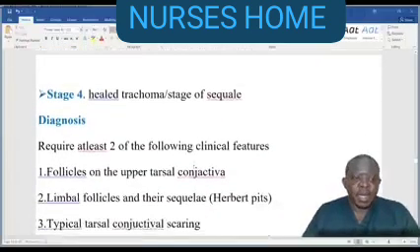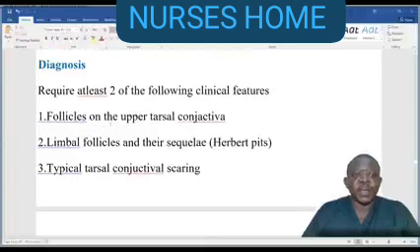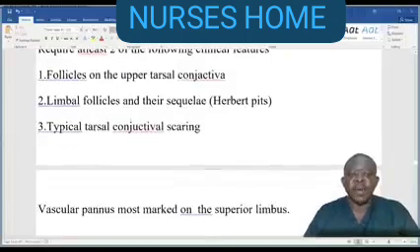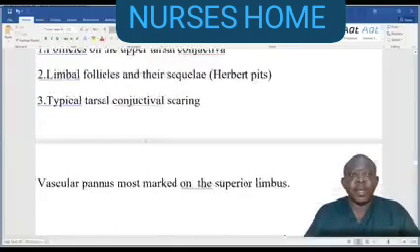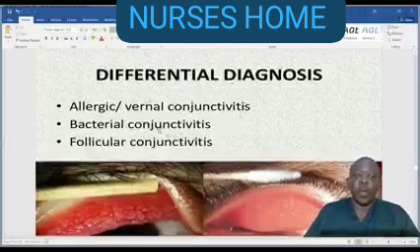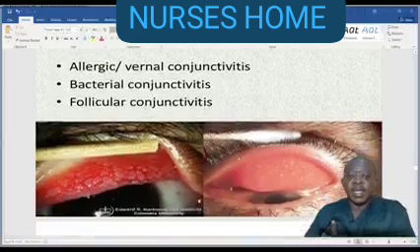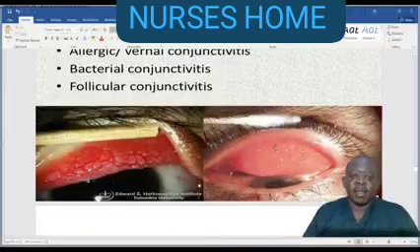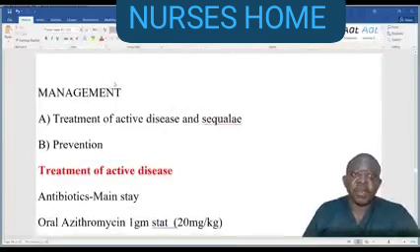Let us now look at the diagnosis of trachoma. It requires at least two of the following clinical features: follicles on the upper tarsal conjunctiva, limbal follicles and their sequelae or the Herbert's pits. Then it also requires typical tarsal conjunctival scarring. Then it may also require vascular pannus most marked on the superior limbus. That is the way you are going to diagnose. There are also differential diagnoses to trachoma, which may include allergic or vernal conjunctivitis, bacterial conjunctivitis, or follicular conjunctivitis. So this is a sign of conjunctivitis here. Okay, so with that discussed, let us now look at management of a patient with trachoma.